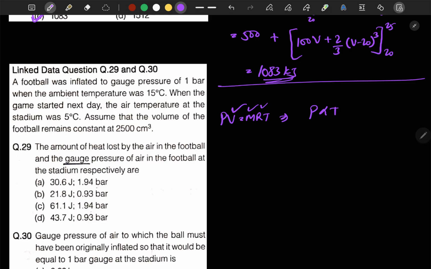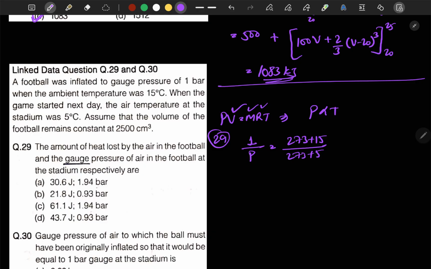Okay, so it is the amount of heat lost by the air in the football and the gauge pressure of the air in the football at the stadium, respectively. In doing question number 29, we can first find the final pressure. Since initial pressure is 1 bar, initial pressure divided by final pressure P is equal to initial temperature 273 plus 15 upon 273 plus 5.